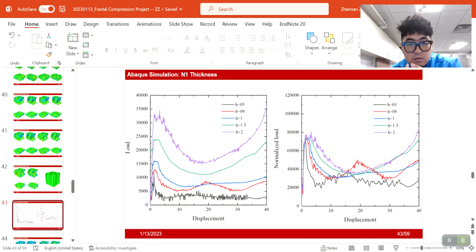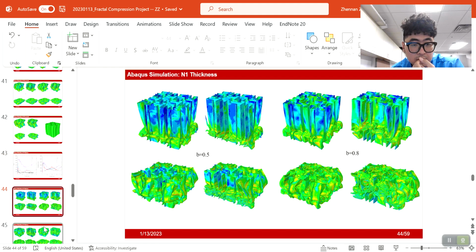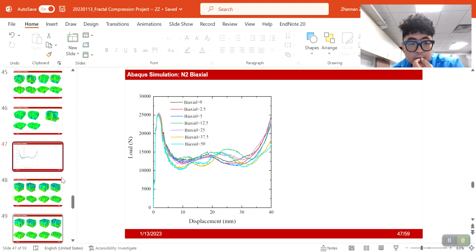And then I have also done some simulation for different beam sizes. For N1, the beam is from 0.5 to 2. There are some normalized results, some simulation results. The last one is the biaxial.